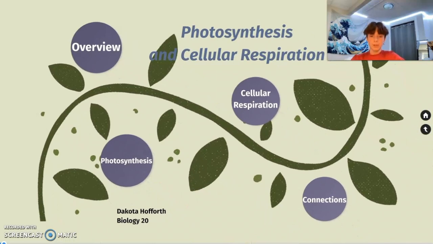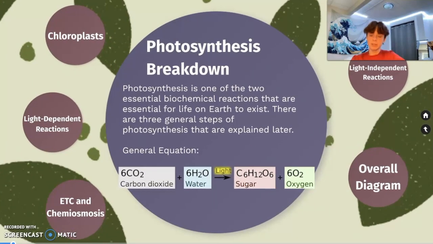So now we're going to be talking about photosynthesis in more detail, but just to break it down generally first, photosynthesis is one of the two biochemical reactions, cellular respiration being the other, that are essential for life on Earth to exist. There are three general steps to photosynthesis: light-dependent reactions, which encompass two, and light-independent reactions, which encompass the third one. The general equation for photosynthesis is 6 molecules of carbon dioxide, 6 molecules of H2O or water, and energy or sunlight, which makes 1 molecule of glucose and 6 oxygen gas.